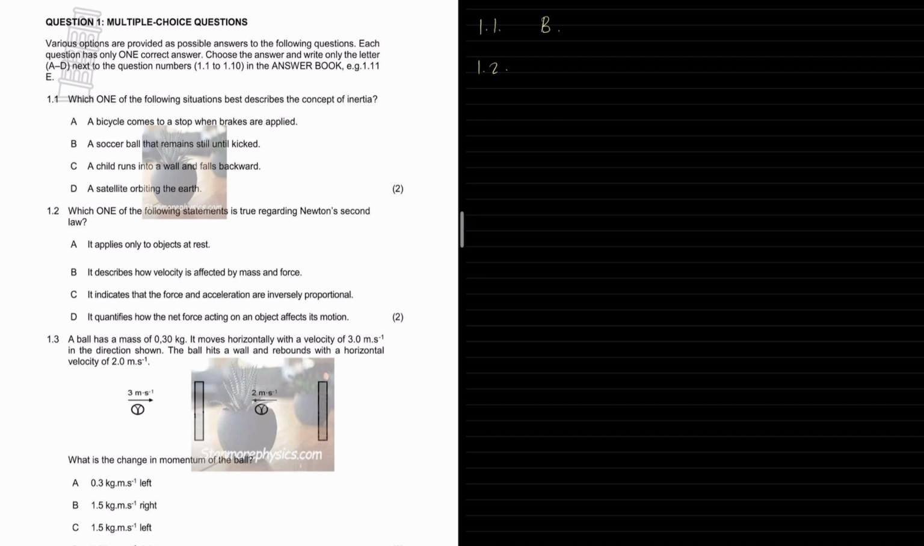Question 1.2. Which one of the following statements is true regarding Newton's second law? Newton's second law is F net is equal to ma. It applies only to objects at rest. No, that's not true. There is acceleration. It describes how velocity is affected by mass and force, not velocity acceleration. It indicates that the force and acceleration are inversely proportional. From the definition, we know that's not true. So for 1.2, the answer must be D.